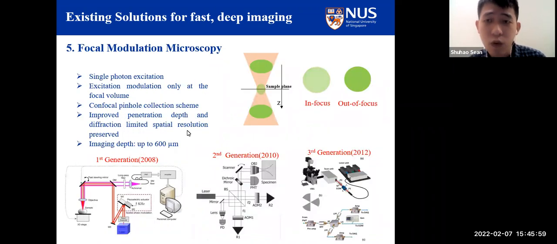So then we come to our solution, focal modulation microscopy, which was proposed in our lab in the US, and it can achieve both cellular resolution and high penetration depth at the same time. The first generation of focal modulation microscope is a point scan version, and its experimental layout is shown here. We developed 3 generations of FMM system. The first system is based on mechanical mirrors, but the speed is very slow.